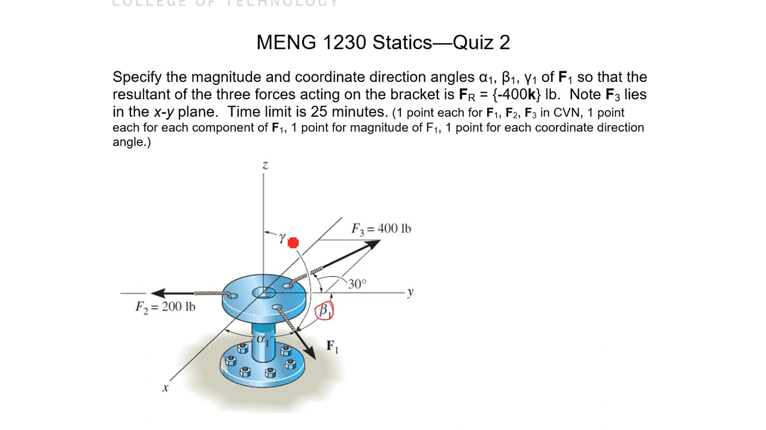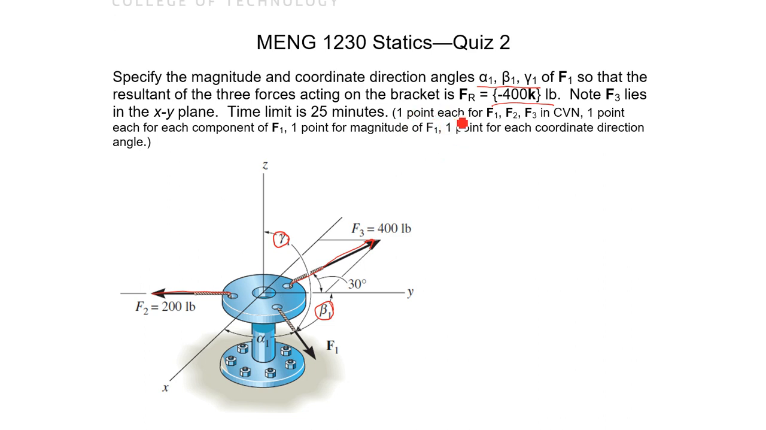And we're told that we have a force F1 that's defined by coordinate direction angles alpha, beta, and gamma, and then F2 is in the negative y direction, acting here, and F3 lies in the xy plane in the negative x, positive y direction. We're asked for the coordinate direction angles alpha, beta, and gamma 1 of F1, so that the resultant force is negative 400k pounds.